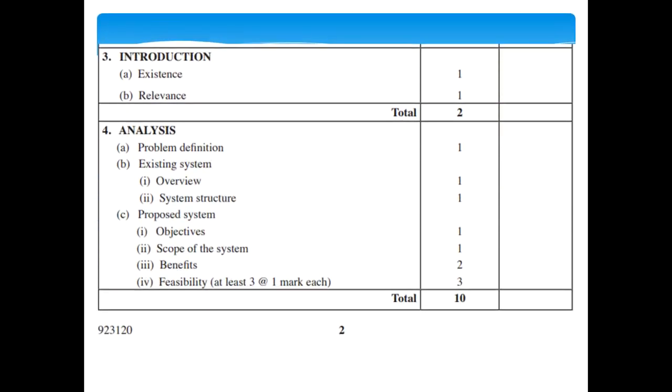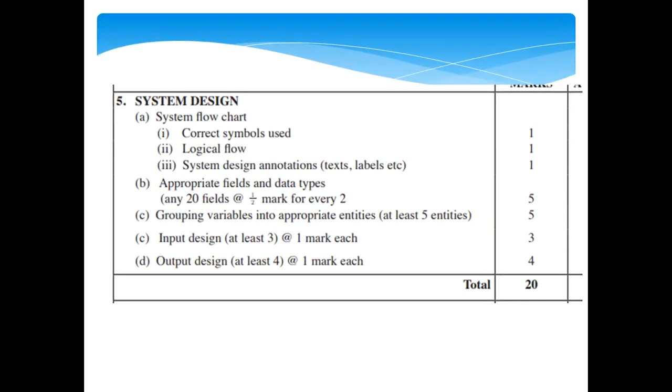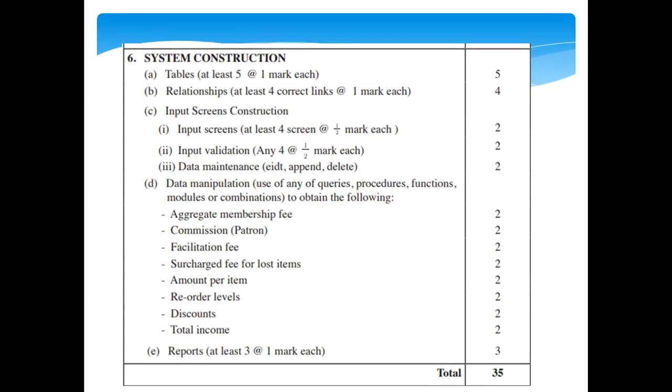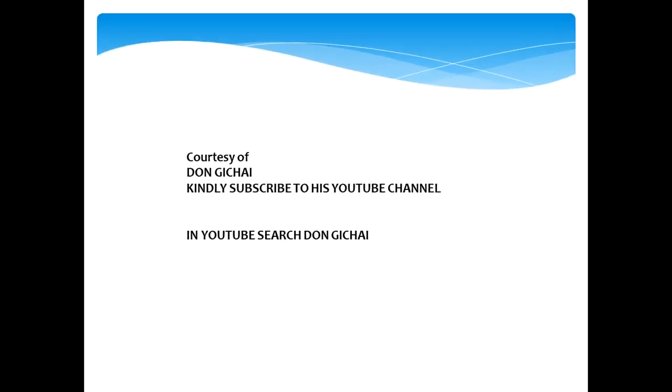Then we shall have the introduction, where we have gone through the problem definition, existing system, proposed system, and what you are supposed to capture. Like proposed system, you see we have the project scope, benefits, etc. Then you have the system design, flowchart, and so on. We have gone through all that. This is just to show you how the scoring guide looks. Then you can see the system construction, where you have what you are supposed to do. Then we have the demonstration by the candidate. I have shown you how that one is done. Then you have the user's manual, miscellaneous, and the project report.